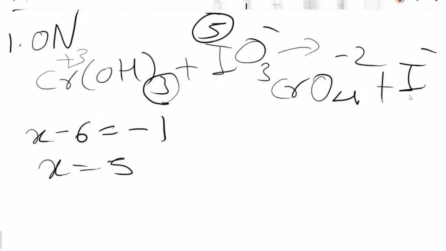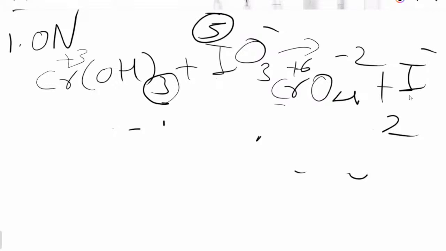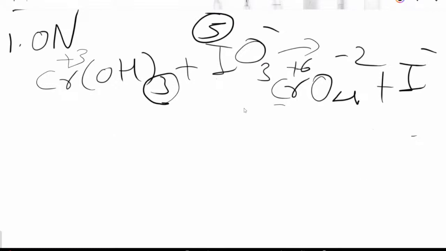Next is Cr in CrO4 2 minus. What is the oxidation state? Let's assume X. So 4 into -2 is -8, and the total charge is -2, so the oxidation number is +6. This is how we identify oxidation numbers. So we wrote the oxidation numbers, and the first step is done.